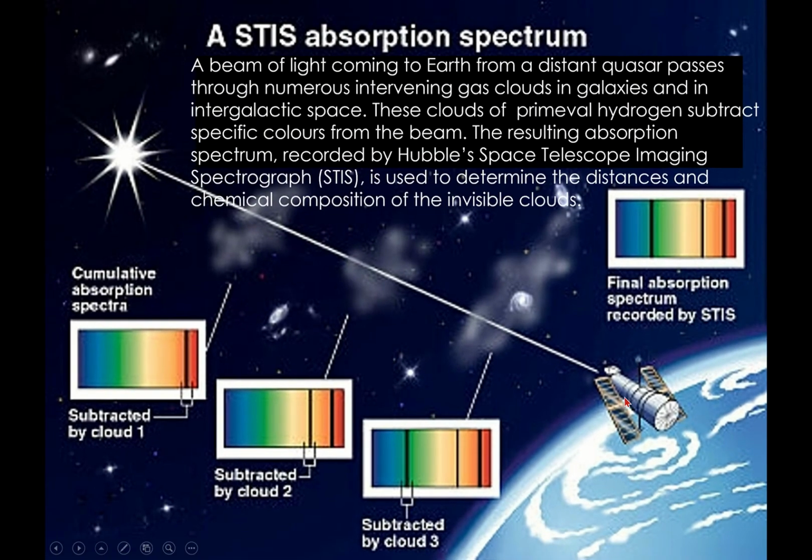Another example: the telescope used here is the Hubble Space Telescope Imaging Spectrograph. Here is a beam of light coming to Earth from a distant quasar, passing through numerous intervening gas clouds in galaxies and in intergalactic space. These clouds of primeval hydrogen subtract specific colors from the beam. The resulting absorption spectrum recorded by the Hubble Space Telescope Imaging Spectrograph, STIS, is used to determine the distances and chemical composition of the invisible clouds.